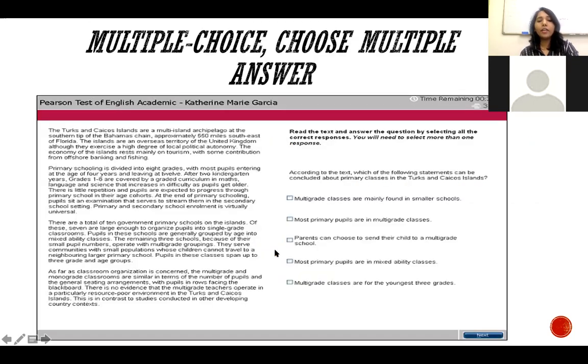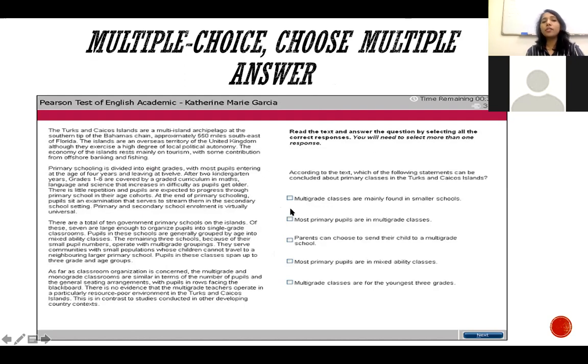Then we go to the next question type. This is the second multiple choice question in your reading module, which is called multiple choice, multiple answer. So what does multiple choice, multiple answer mean? Of the answers given, there is more than one correct answer.